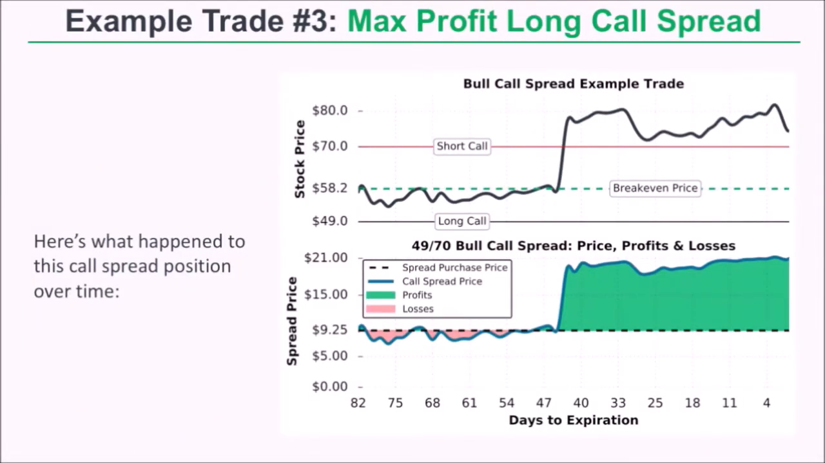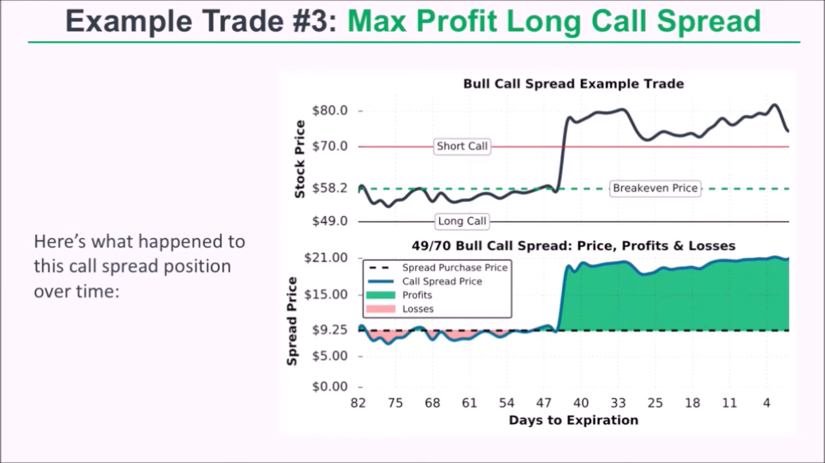Alright, so again, in the top part of the graph, we're looking at the long call strike price, the short call strike price, the break-even price of the spread, and then the stock price in relation to those three things. And in the bottom part of the graph, we're looking at the price of the 49.70 long call spread, along with any corresponding profits or losses.